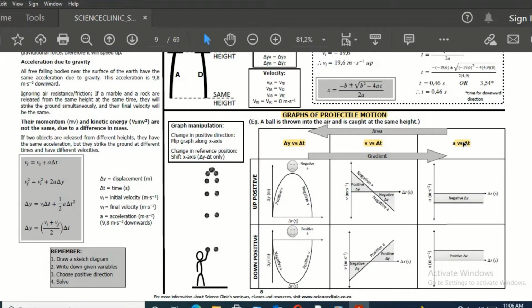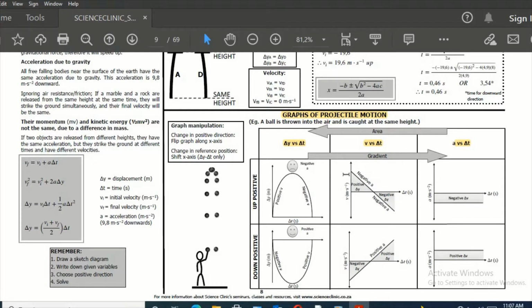And then the acceleration versus time graph is just a horizontal line, because these are projectiles, moving only under the influence of gravity, at an acceleration of g, which is 9.8. It's constant throughout the motion of this projectile. So after 5 seconds it's still 9.8, 10 seconds it's still 9.8, and 15, just like that.